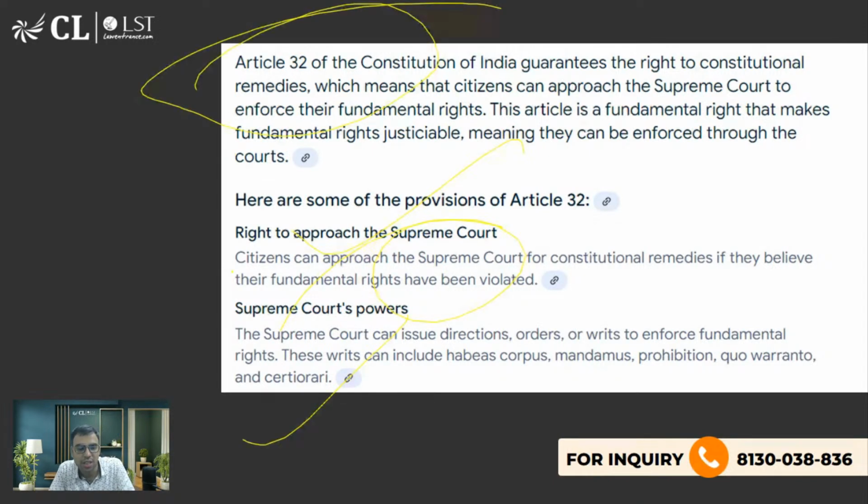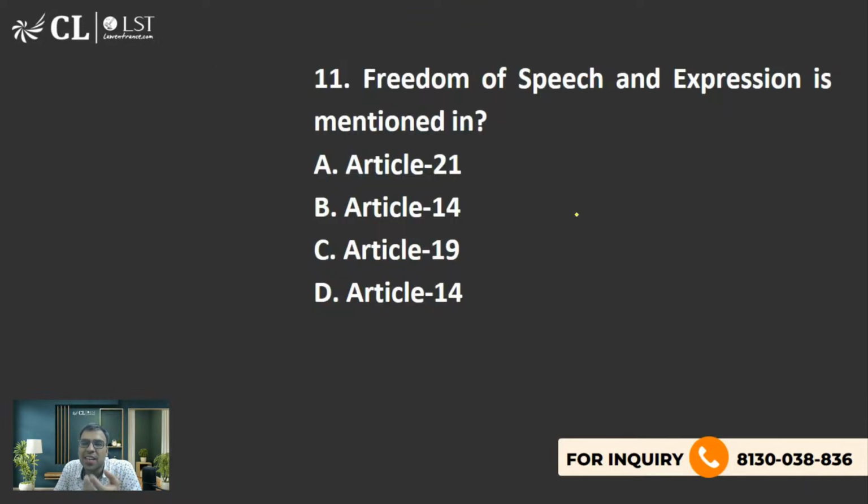So these are the writs that you all should be knowing. There are 5 prominent writs. Okay, let's move on to the next one. The freedom of speech and expression is mentioned where? 21, 14, 19. 14 दो बार लिखा गया, 17 हो, 18 होगा जी. Freedom of speech and expression is mentioned in... Yes, Ananya, SPDK, Adarsha, you are right. C is the right answer.